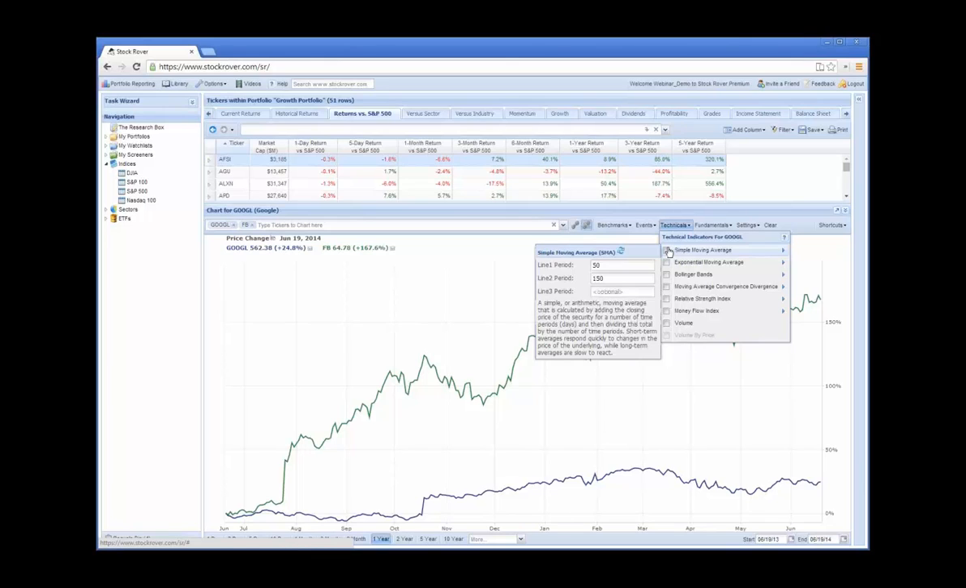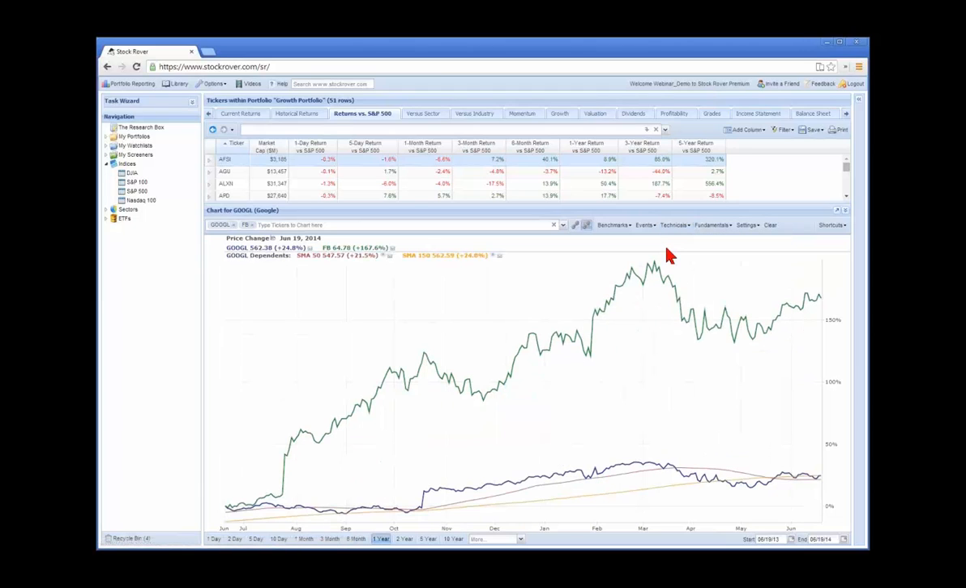And essentially, the simple moving average and the exponential moving average are meant to find trends, trend reversals, and support and resistance levels. So the default periods that we have are 50 and 150 days, but you can change these if you'd like or add a third one. When you select that, it'll chart on top of the main chart.